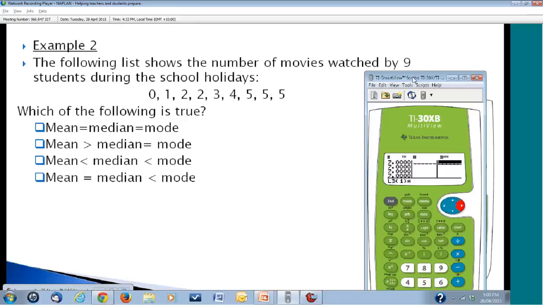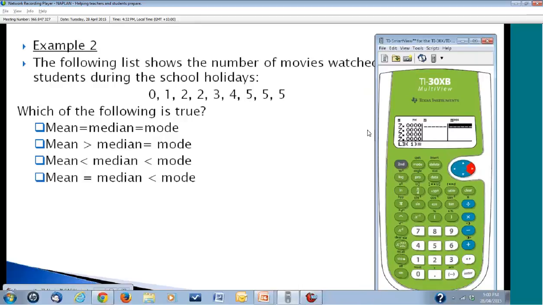So what I need to do with this particular question, again, it's a Naplan style question. I asked some students, 9 students in particular, how many movies they watched over the holidays. And one student said 0, and a few students said they saw 5 movies. I don't think I saw any at all, so I think I fall into the 0 group.